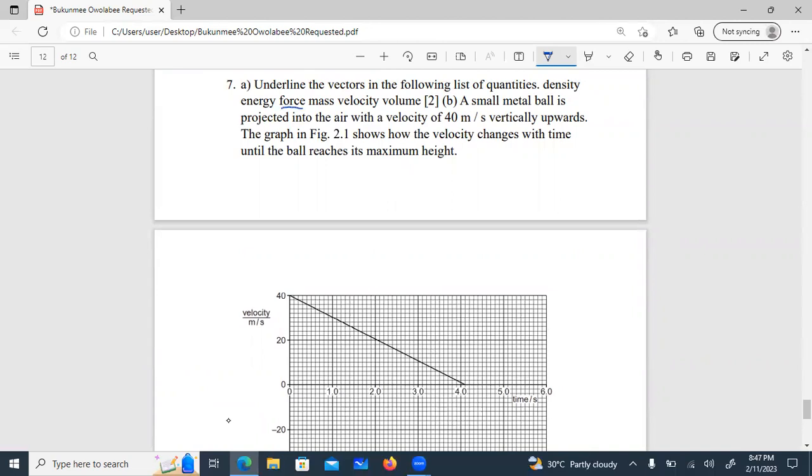You underline force. Mass. Mass is not a vector quantity. Velocity. Velocity is a vector quantity. Volume. Volume is not a vector quantity. So you leave volume. Question B.